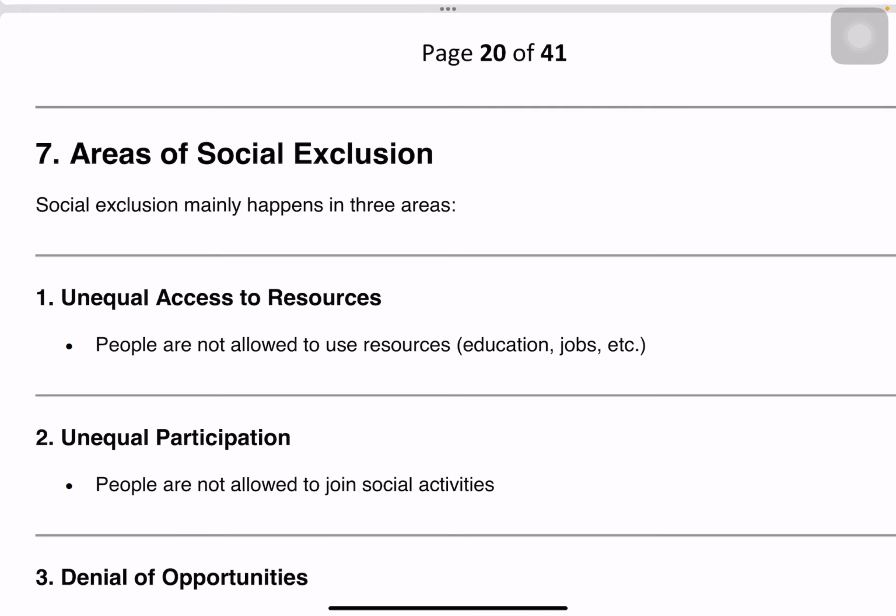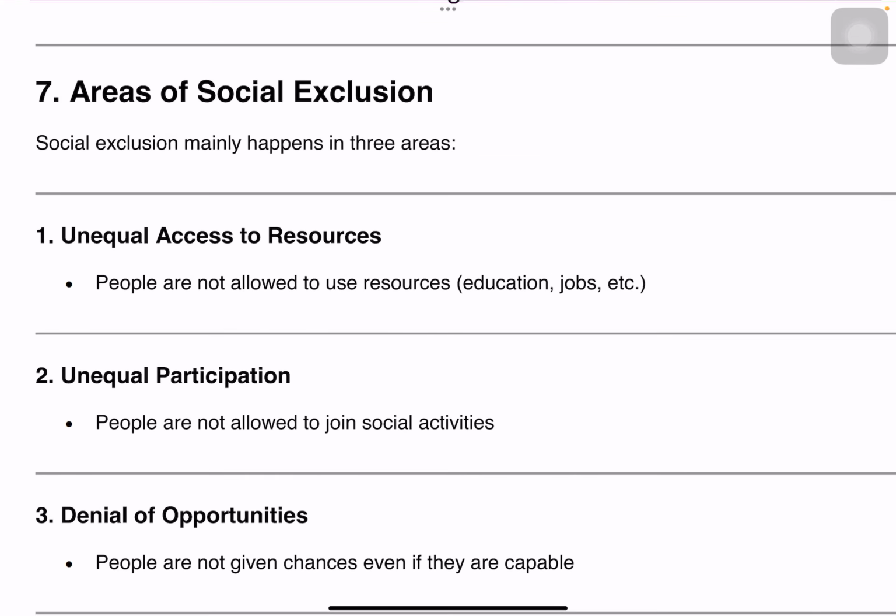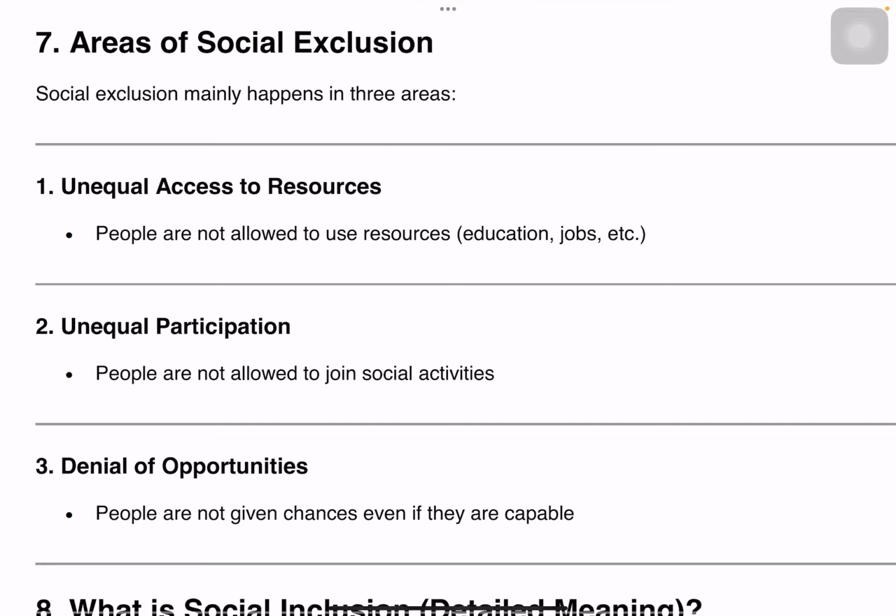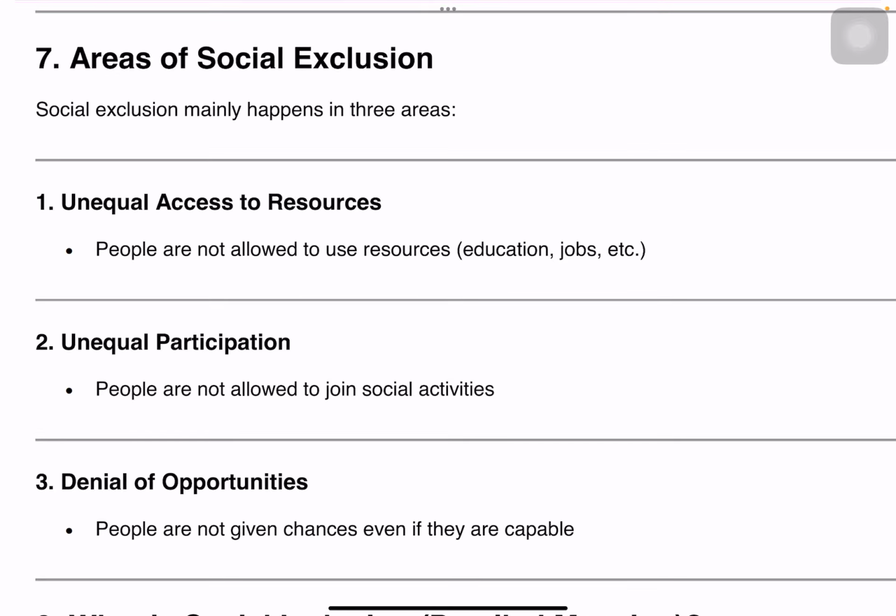Areas of social exclusion. Social exclusion mainly happens in three areas. Number 1, unequal access to resources. People are not allowed to use resources, education, jobs, etc. Number 2, unequal participation. People are not allowed to join social activities, like the example of Sanju. Number 3, denial of opportunities. People are not given chances even if they are capable.